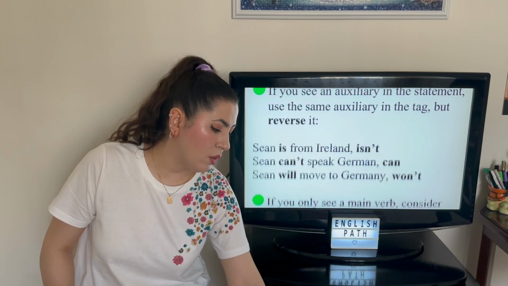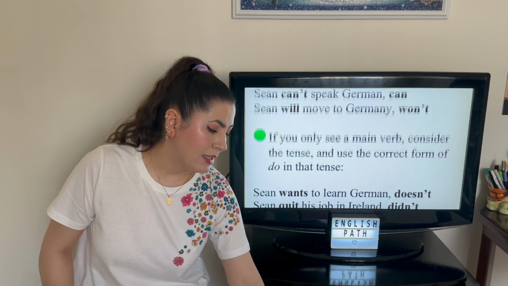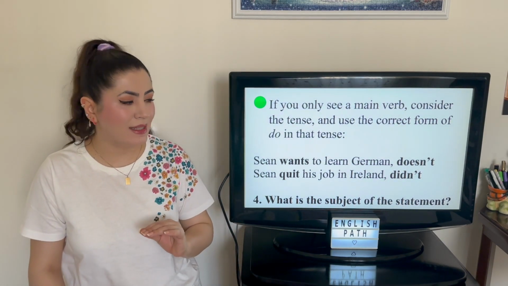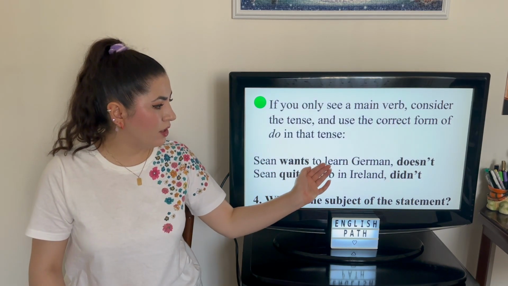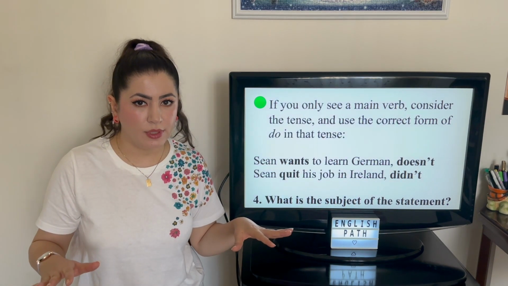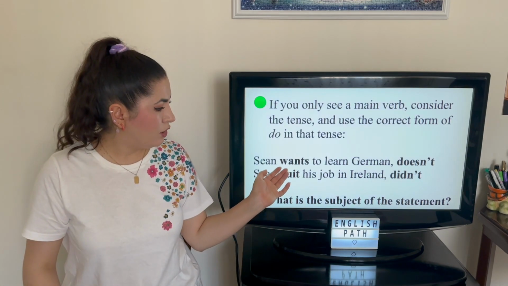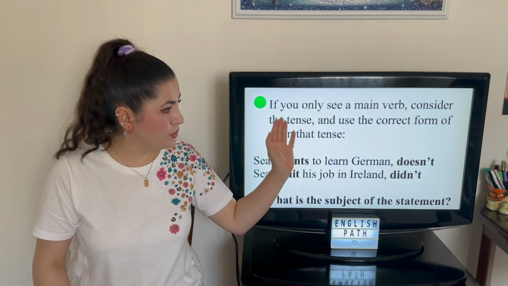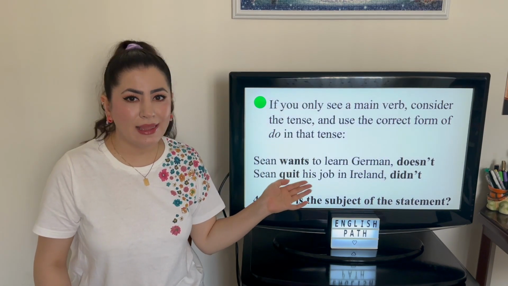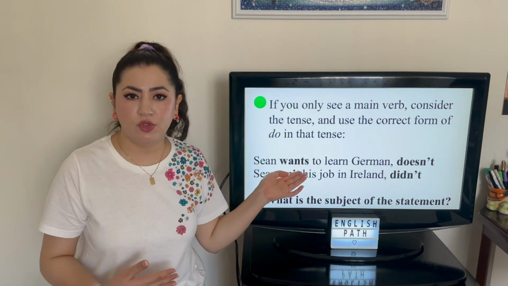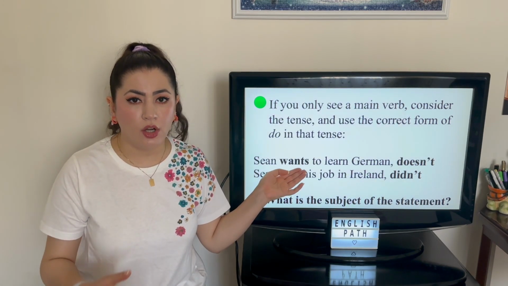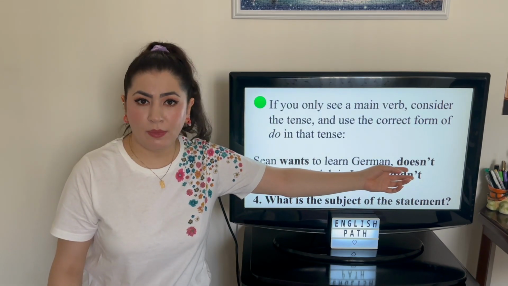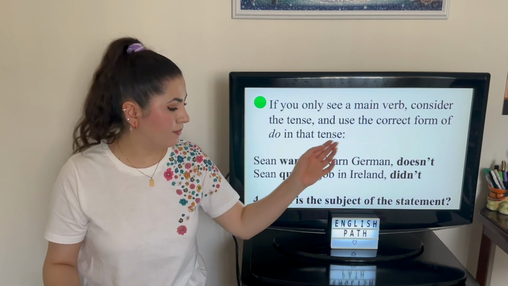Now, if you only see a main verb, consider the tense and use the correct form of do in that tense. Like, Sean wants to learn German. You don't see an auxiliary. There's no helping verb. Sean wants. It's in the simple present tense. You will use the correct form of do in that tense. The correct forms of do in the simple present tense are do and does. For Sean, we would use does. And remember, we have to reverse it, doesn't.